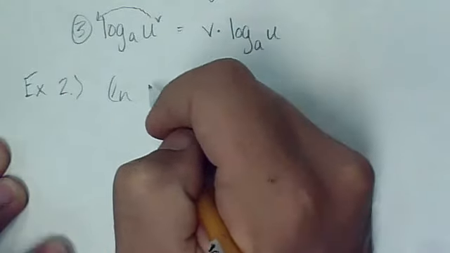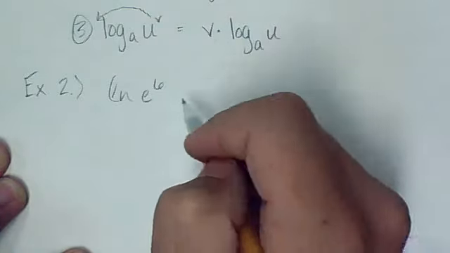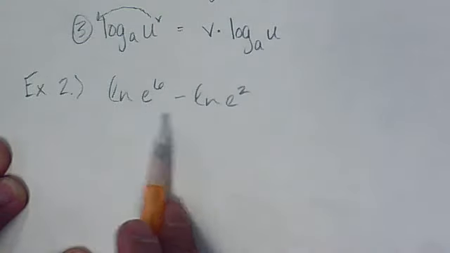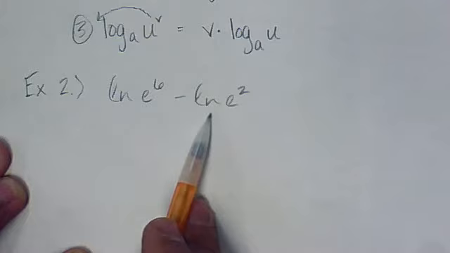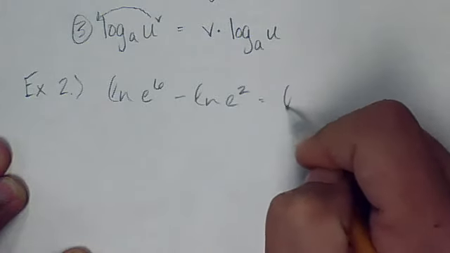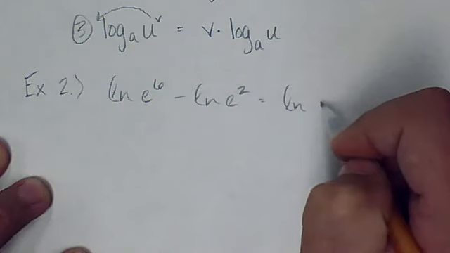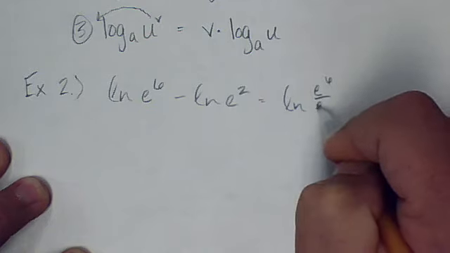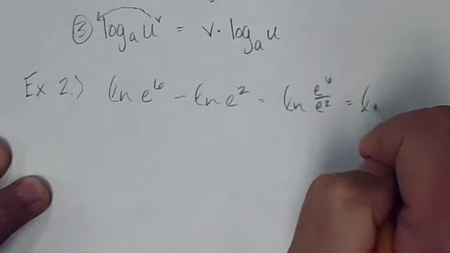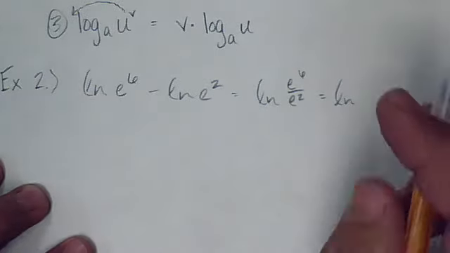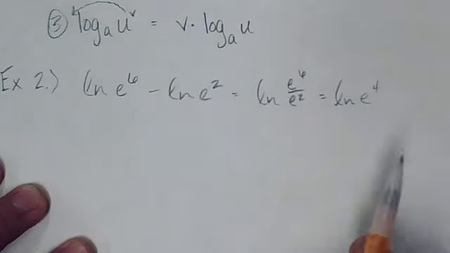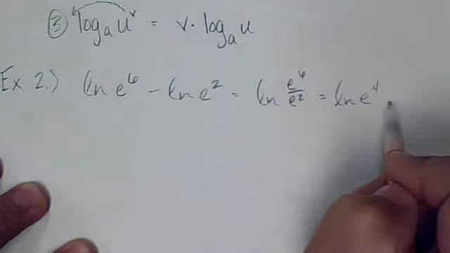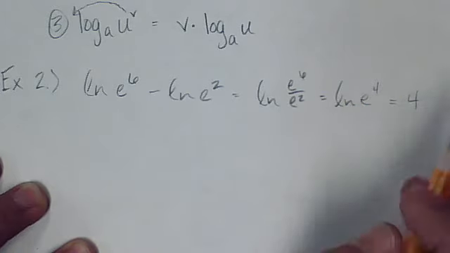If I have the natural log of e to the 6th minus the natural log of e squared. So I have a common base there. They both have a base of e. And I'm subtracting, so we can put that together and write it as one single logarithm. So we can say the natural log of e to the 6th divided by e squared, which would be the natural log of e to the 4th. And here we are again. We've got the base is e, the base of this exponent is e. So you can look back at yesterday's notes if you need to, but that equals 4.